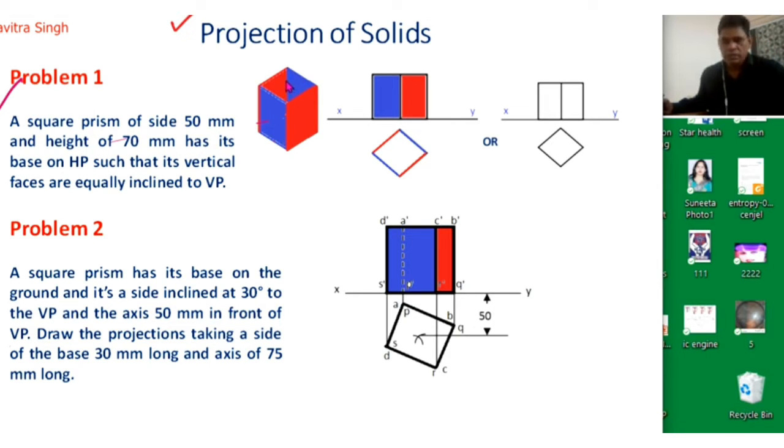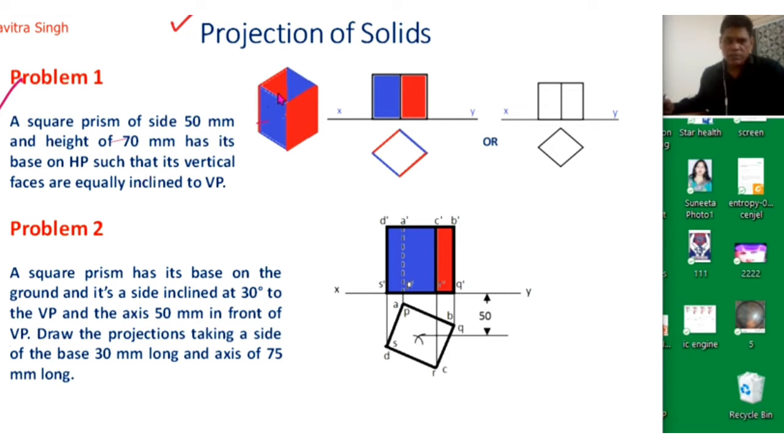Okay, so here it is a square prism. If it has 4 sides, then it is a square prism. If it has 5 sides, then it will be a pentagonal prism. If it has 6 sides, then it will be a hexagonal prism. Okay, so now I will solve this problem.